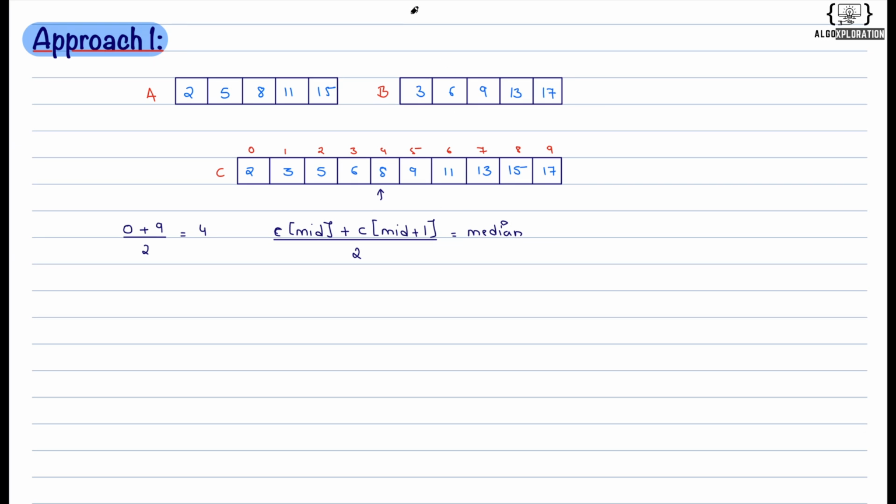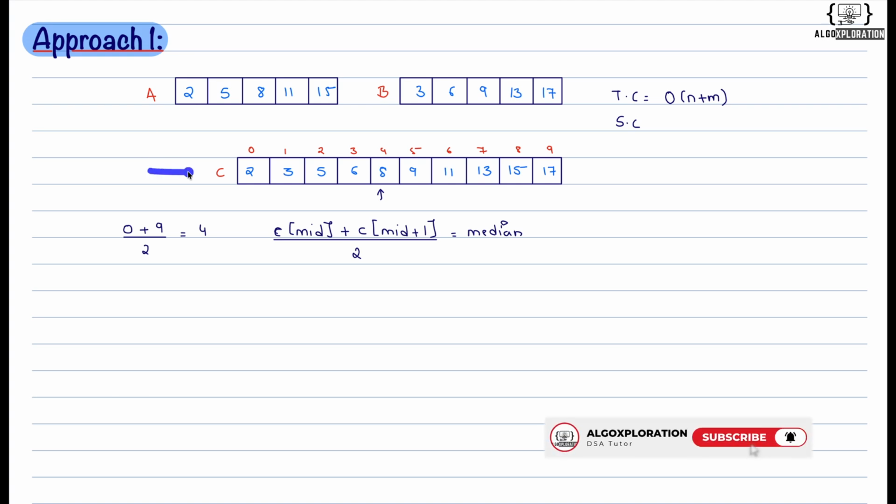Now for merging these two arrays, if the length of one is n and the length of the other is m, merging will take order of n plus m time. And for finding the median, it will take a constant amount of time. So the time complexity for finding this median will be order of n plus m. And for space, since we are creating one new array of size n plus m, the space will be order of n plus m. So I believe you got this.